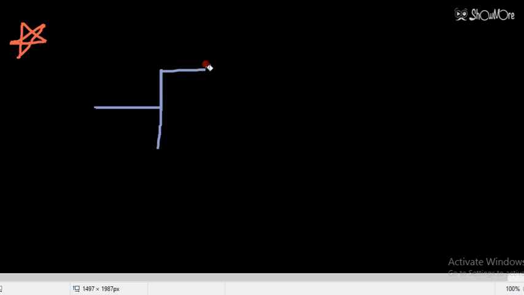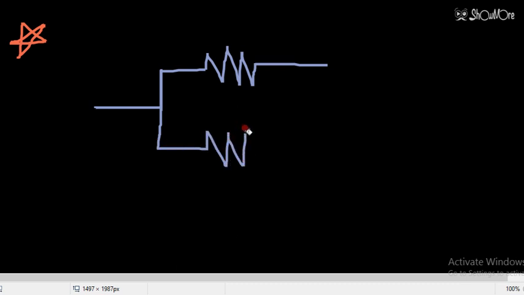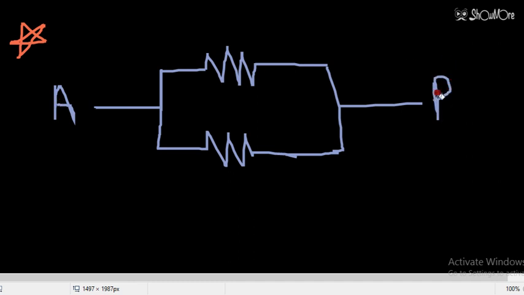This is the diagram. Okay. Parallel. Yes. Okay. So students, here you can see I have to find the resistance between point A and point B. So first of all, you have to understand whether it is a series combination or a parallel combination. So we will discuss it.